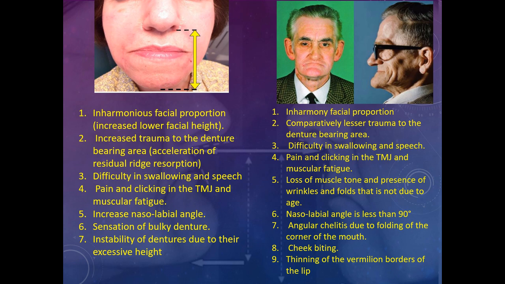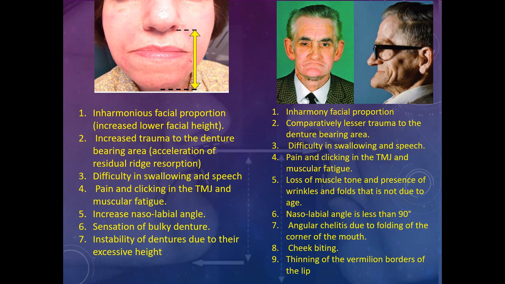And also when the vertical dimension is decreased, there is difficulty in swallowing and speech, again pain and clicking in the TMJ and muscular fatigue, and there is loss of muscle tone, presence of wrinkles and folds which are not because of age. The nasolabial angle here is less than 90°, and there is a chance for angular cheilitis due to folding of the corners of the mouth, and there is cheek biting and also thinning of the vermilion borders of the lip.